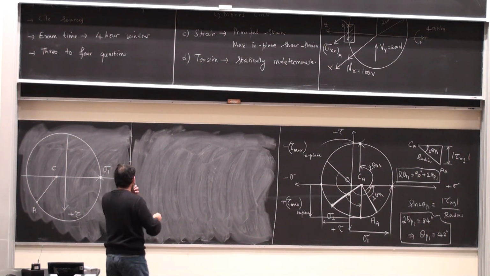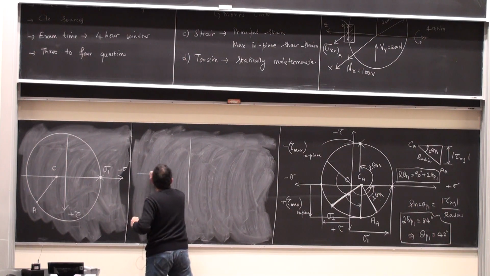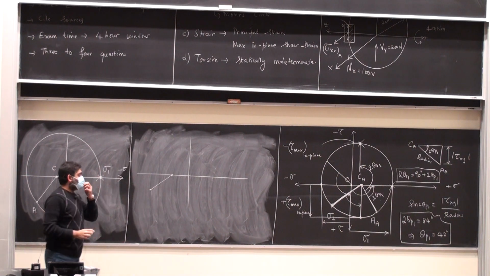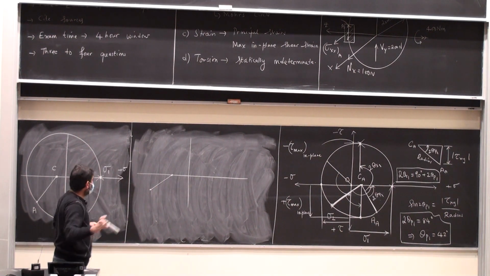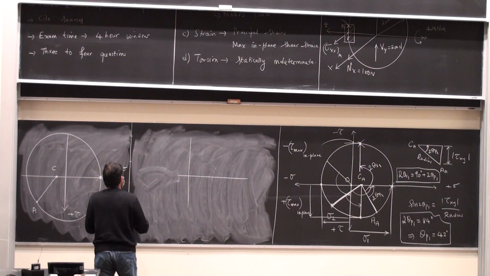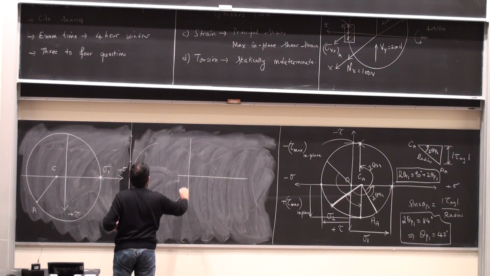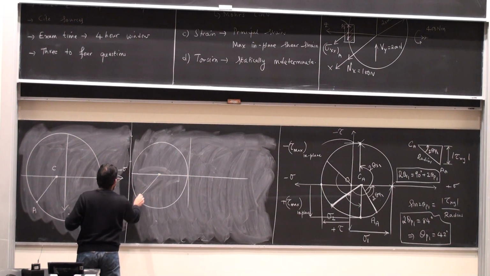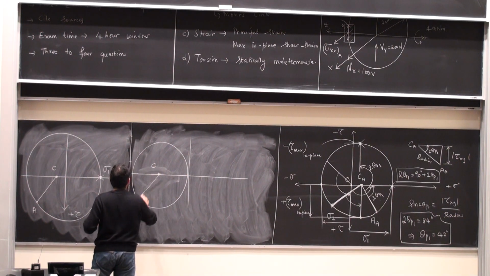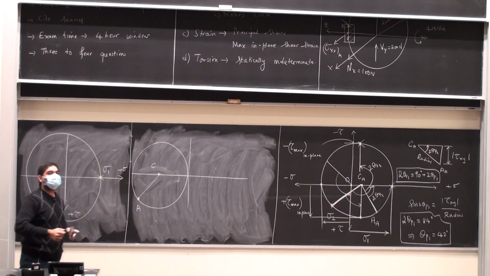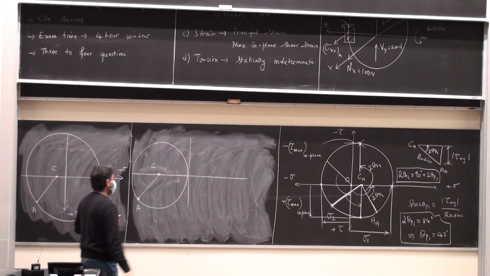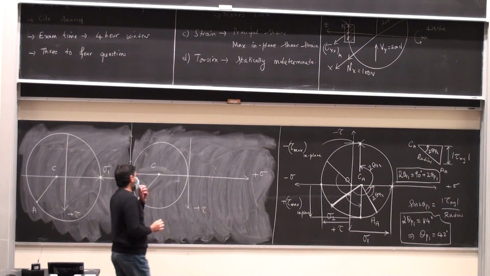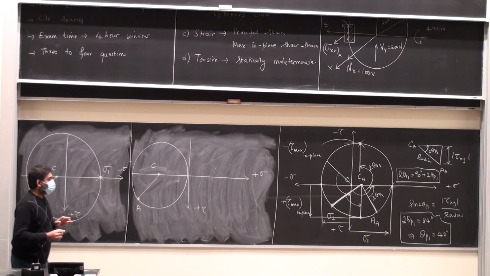Let me draw one more. Point C and point A. I'm going to draw something that's on the negative side. Let's say this is point C and point A. Now, this is positive sigma. Positive tau. This is the origin.